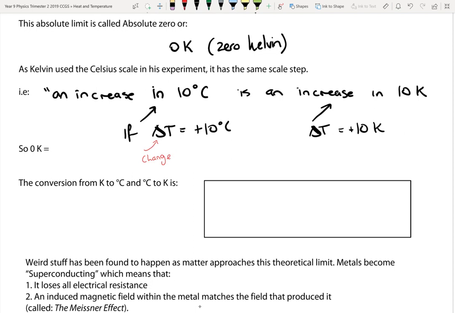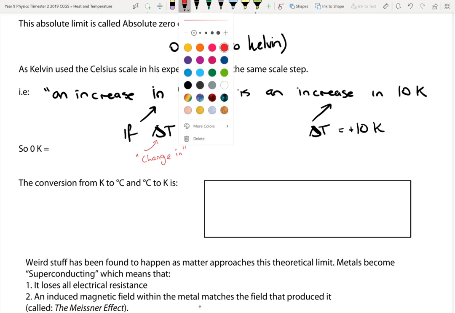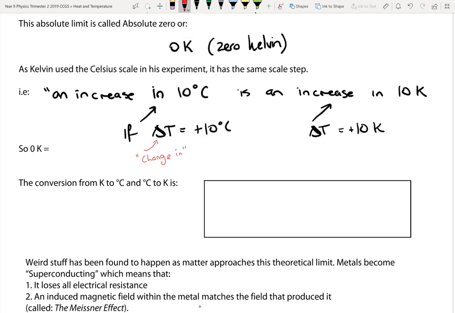It's a Greek capital delta, a capital D in Greek is delta. It means the change in. But here's the thing, the scale, the step, the change is the same. You cannot say that 10 Kelvin is 10 degrees. But if we increase both of them by 1, their scale step is the same. So please, students will still make this mistake no matter how many times I say it.